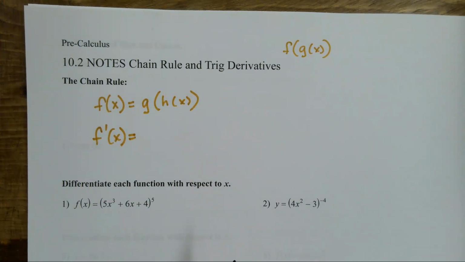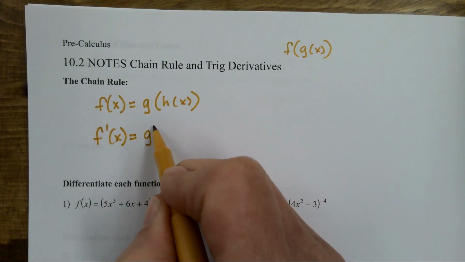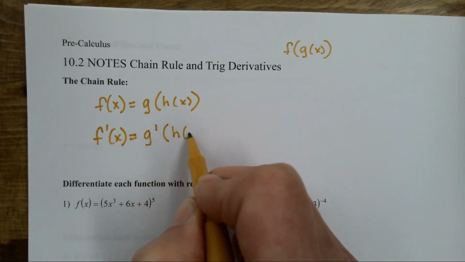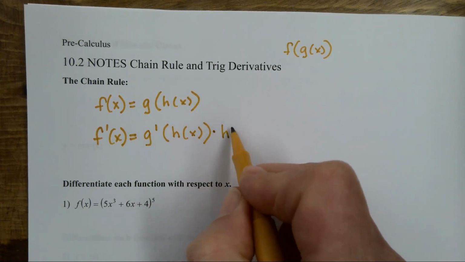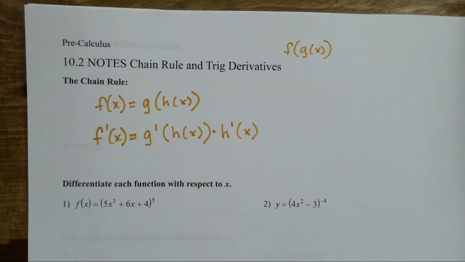It is the derivative of the outer function, leaving the inner function alone, times the derivative of the inner function. So I have to take the derivative of both functions, but I do the outer without touching the inside, and then I do the derivative of the inner. It's a little bit hard sometimes to wrap your head around, because it's hard to distinguish the outer versus the inner.